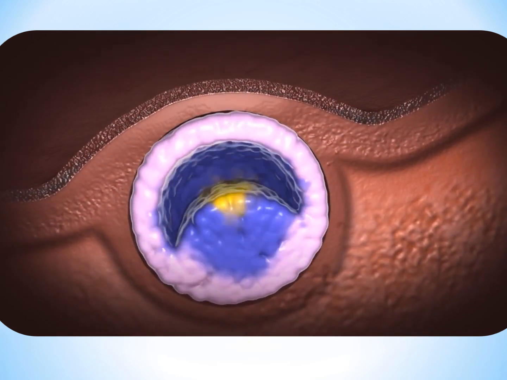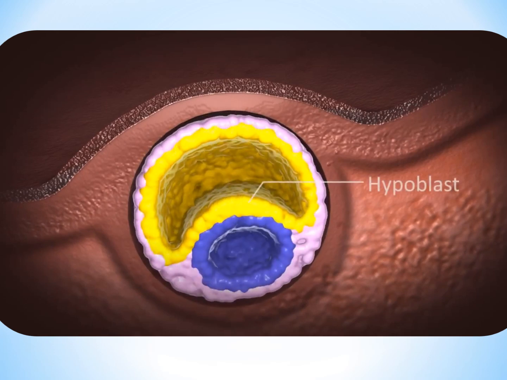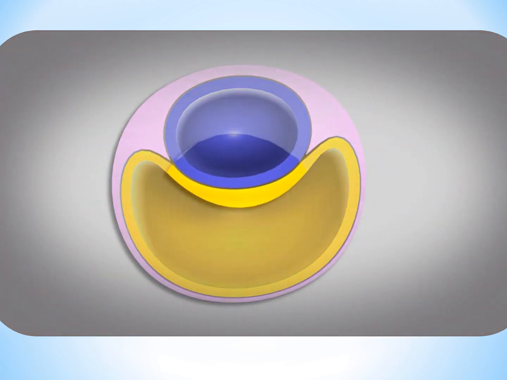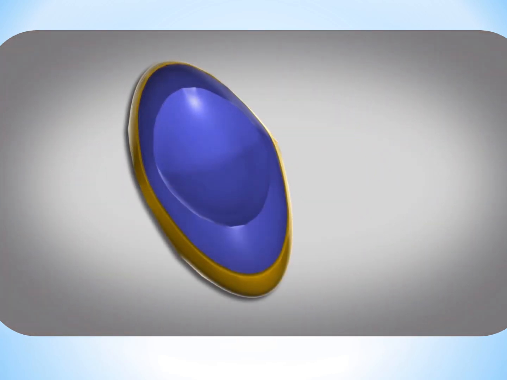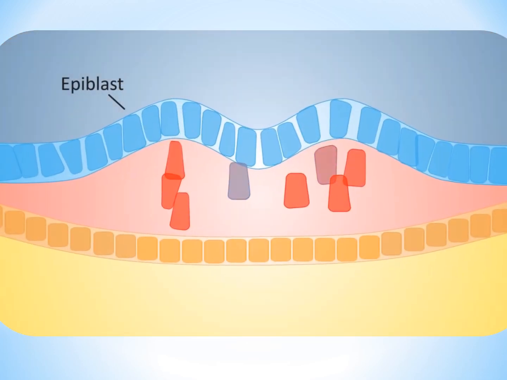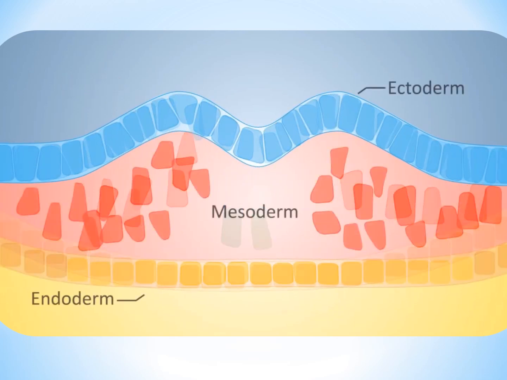During the second week of development, the inside of the blastocyst, known as the embryoblast, becomes two layers, the hypoblast and epiblast layers. Together, these layers form an oval-shaped disc-like structure.